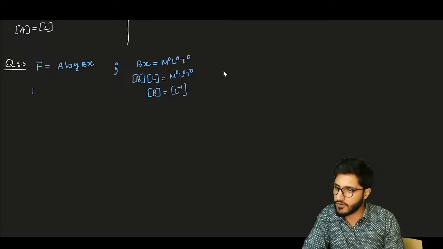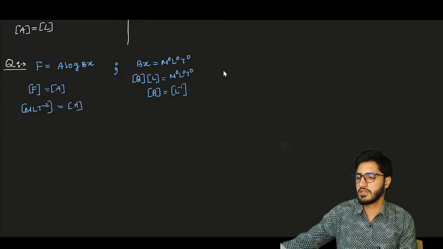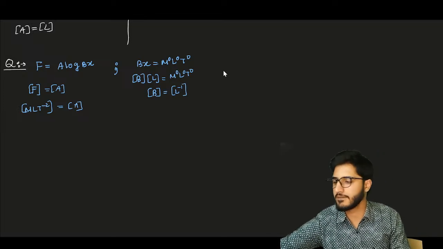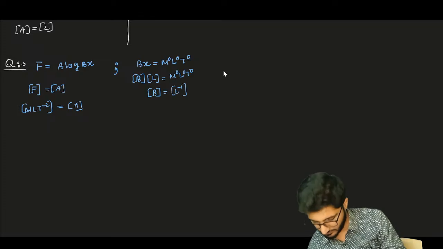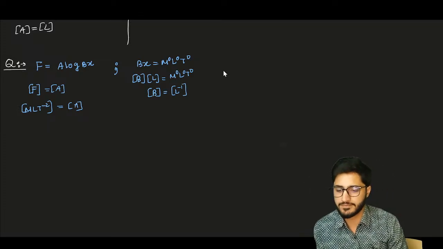So the dimensional formula of force should be equal to the dimensional formula of A. What is F? F is force, that is MLT minus 2. It is equal to A. Clear?